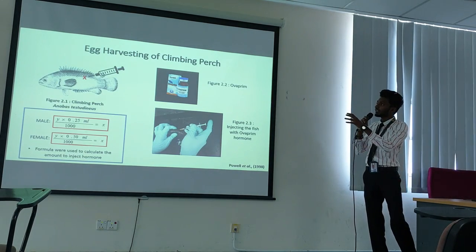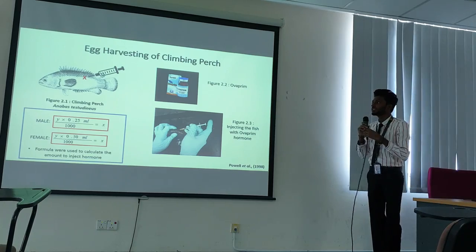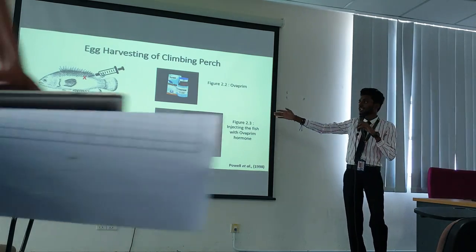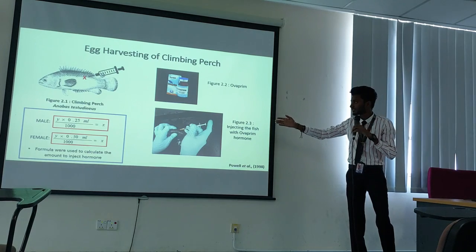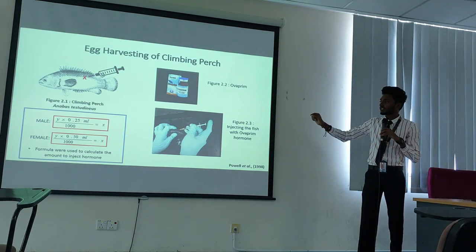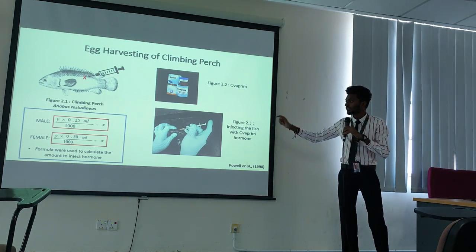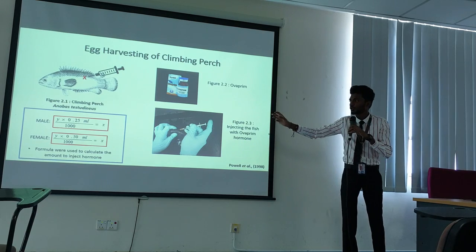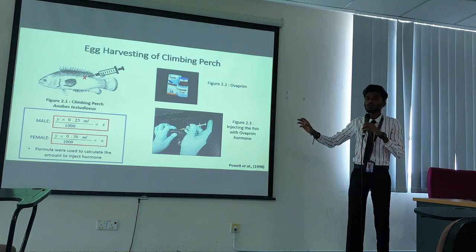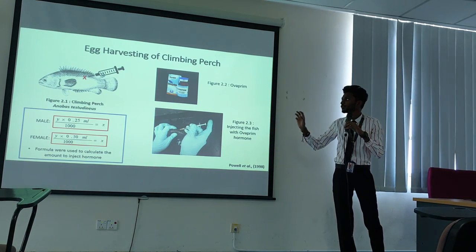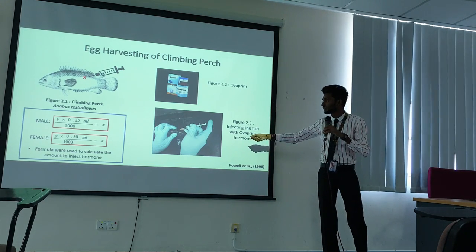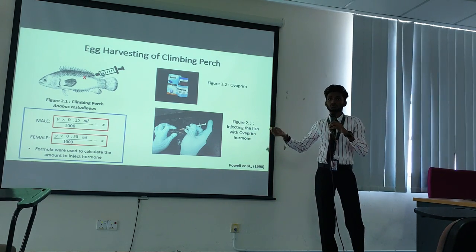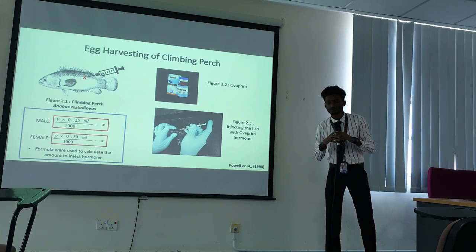Okay, this is the egg harvesting of climbing perch. This is the model organism that I have used for my research, climbing perch. According to the program, that is the formula that has been used to calculate the amount of hormone that needs to be injected. This is the hormone that has been used, and this is the picture taken during the injection process.